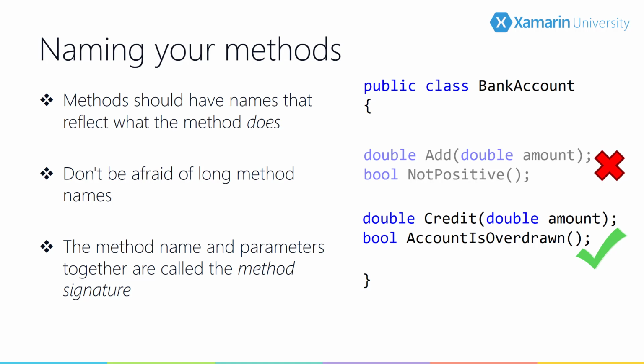Now, another important concept is what we call a method signature. The method signature consists of the method's name and parameters. So this is definitely a phrase that you'll hear often. So just remember, the method name and parameters are considered to be a part of a method signature. The return type is not included.